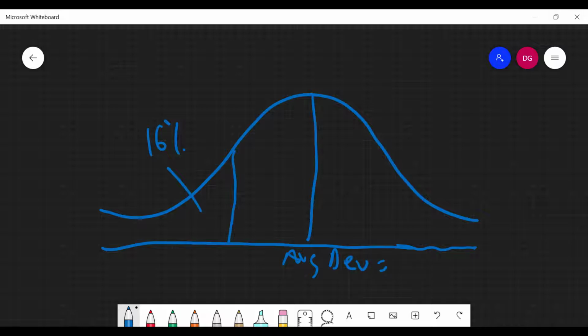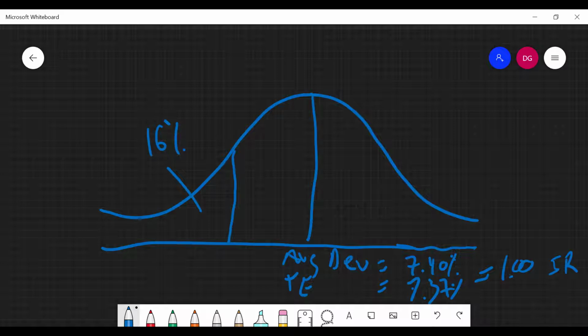deviation is equal to 7.40%, and the tracking error is equal to 7.37%, which means that the ratio of these is 1.00. The information ratio, I might conclude that there is an 84% chance that this manager will beat this benchmark index in any year. That's how I would interpret this extremely high information ratio.